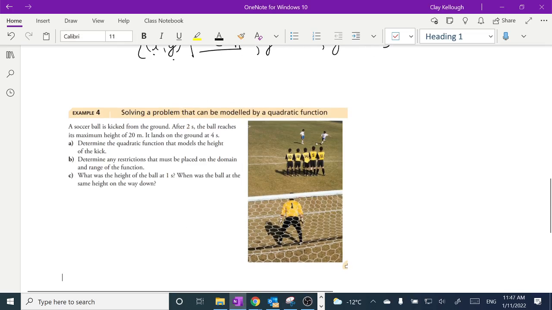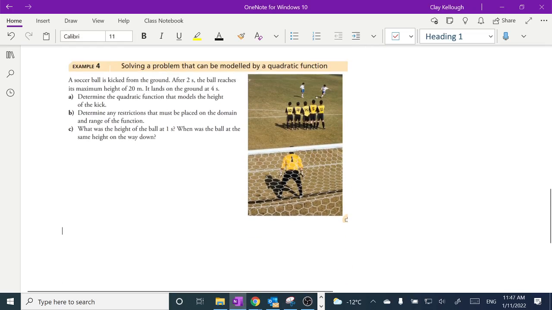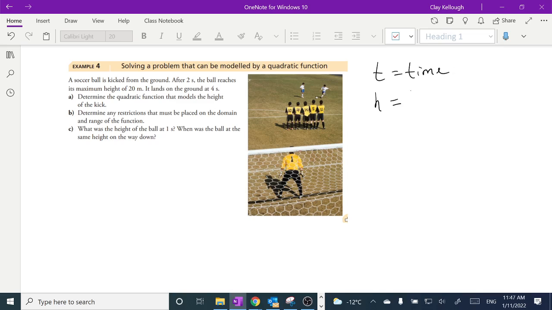All right. A soccer ball is kicked from the ground. After 2 seconds, the ball reaches its maximum height of 20 meters. So, if t equals time and h equals height, I'm going to say height as a function of time is some a times t minus h squared plus k. Now you're probably going, hey, wait a minute, what's with all these new letters? Well, hey, this is just y, and this is just x. No big deal.